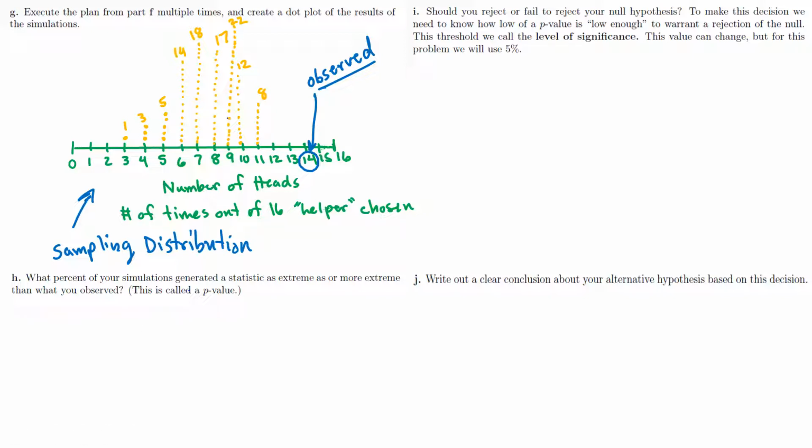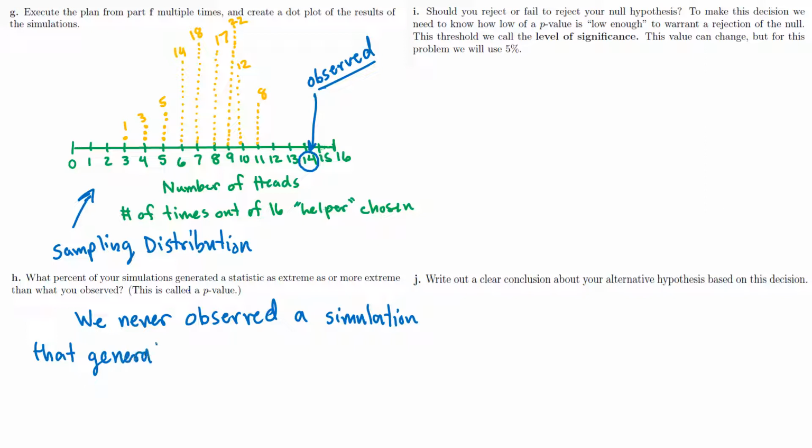So in all of our tries, in all of our simulations of flipping coins, we never observed a simulation that generated a statistic of 14 out of 16 or greater. Never happened. Okay? Never happened.